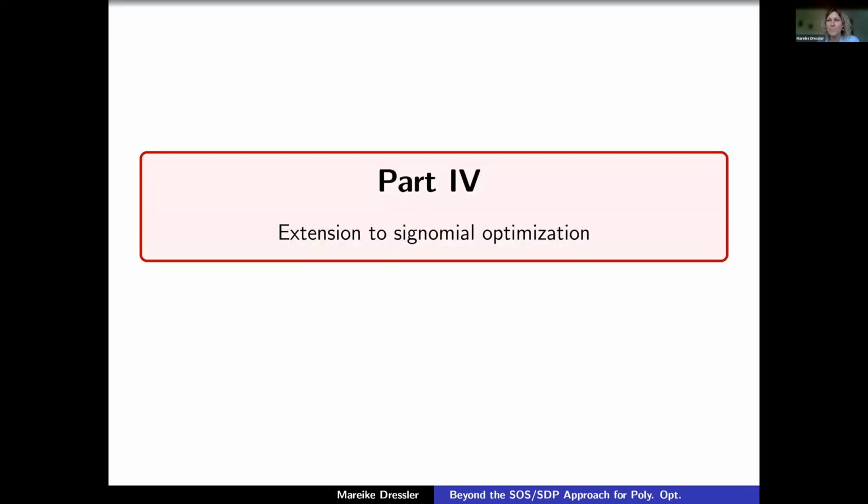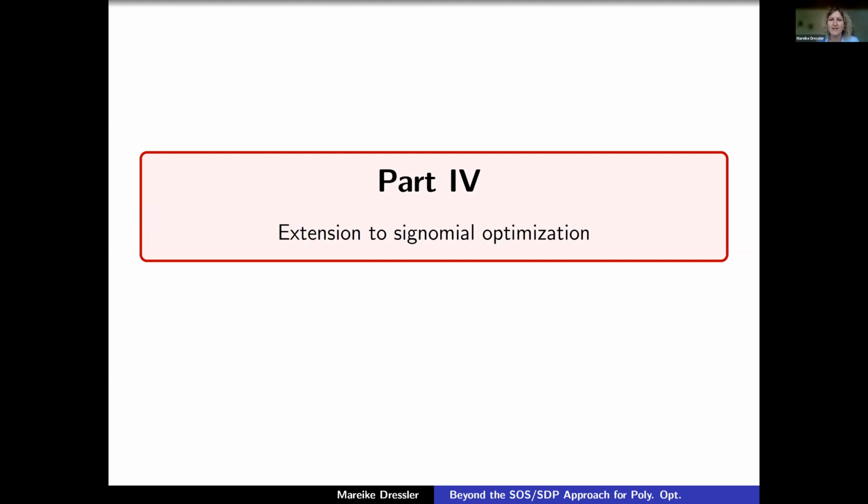Let me rather come to the last part of the talk, namely, we now extend the picture to zygnomial optimization. So far we talked about polynomial optimization, which is basically minimizing a polynomial subject to polynomial constraints. And probably it's fairly natural to say that zygnomial optimization is minimizing a zygnomial subject to zygnomial constraints, whatever zygnomials are. And in fact, this is the case.